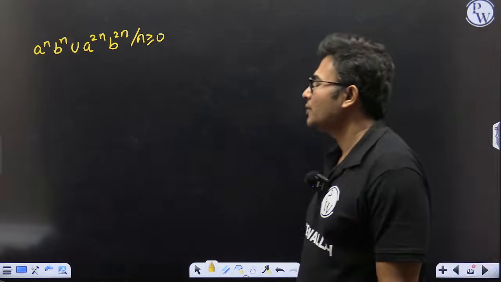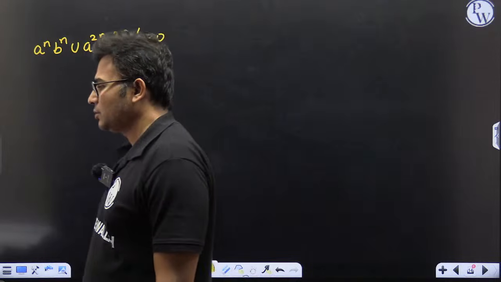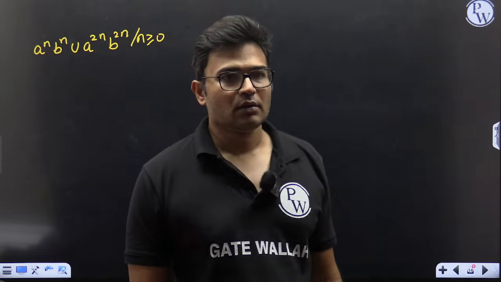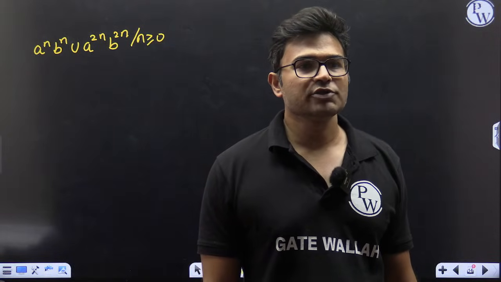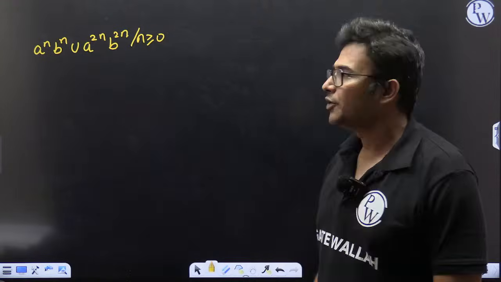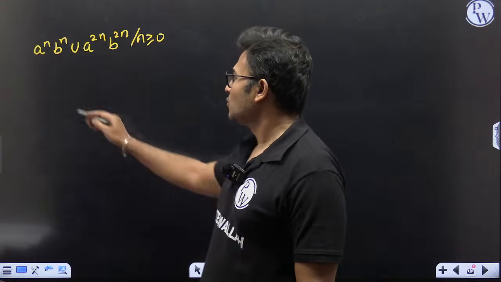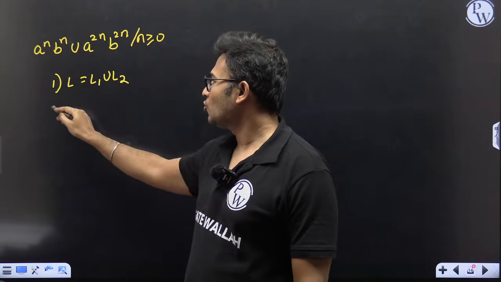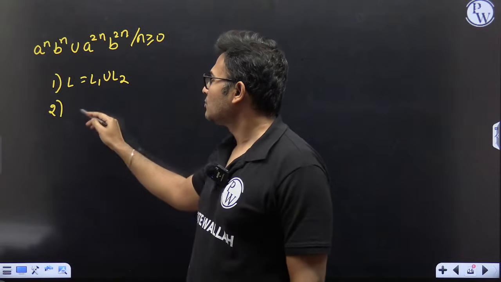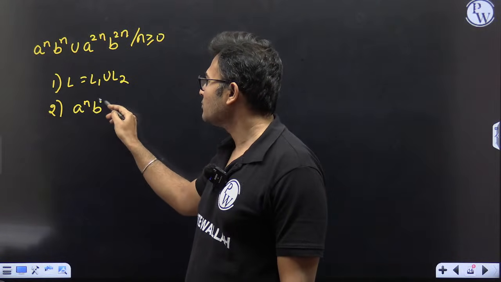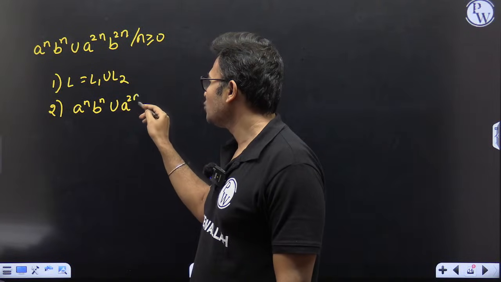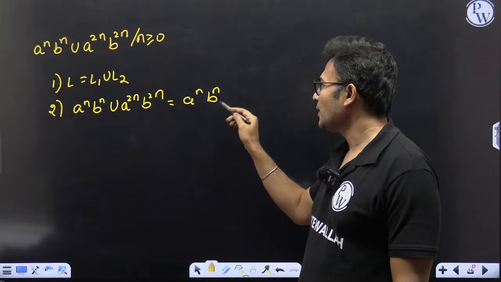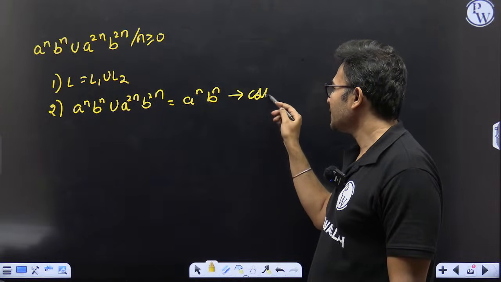A power n, b power n union a power 2n, b power 2n. Unambiguous because the language collapses. Very good. So rule number 1 is L is union of two languages. Rule number 2 is it should not collapse. But if you write a power n, b power n, union a power 2n, b power 2n, this will collapse into one language, a power n, b power n, which means this has collapsed.